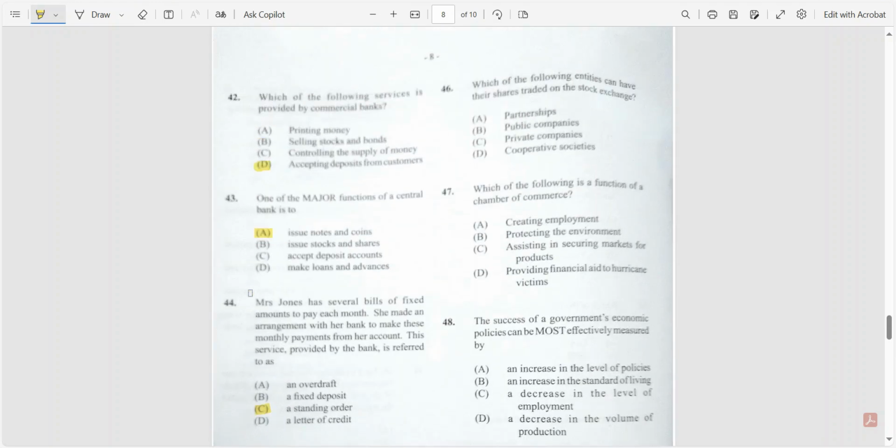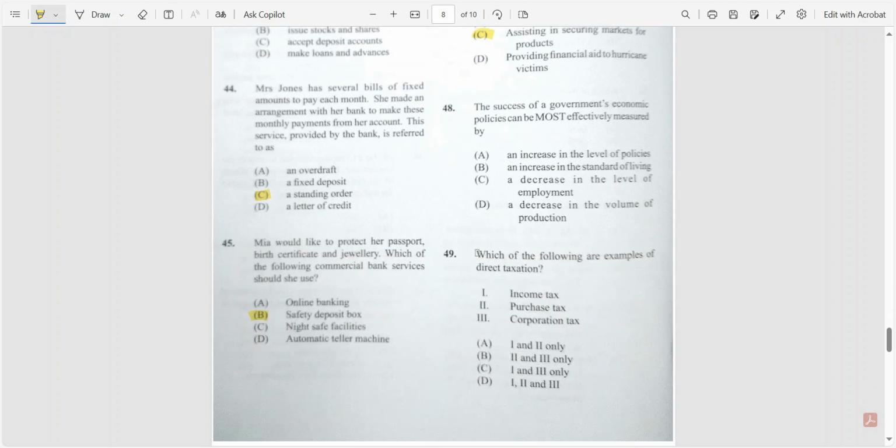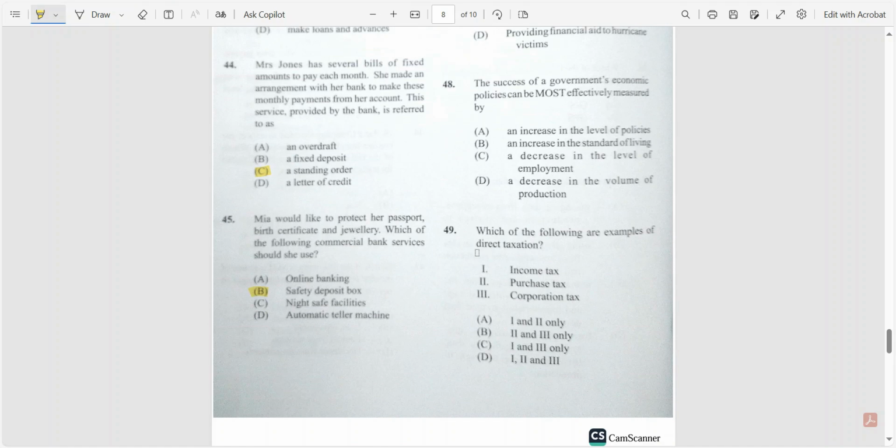46, which of the following entities can have their shares traded on the stock market? And that is public companies only. 47, which of the following is a function of a chamber of commerce? Creating employment, protecting the environment, assisting in securing markets for products, or providing financial aid to hurricane victims? Answer is C. The success of a government's economic policies can be most effectively measured by an increase in the level of policies, an increase in the standard of living, a decrease in the level of employment, or a decrease in the volume of production. 48 is B.